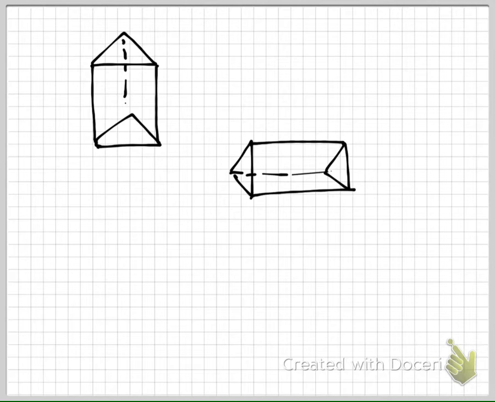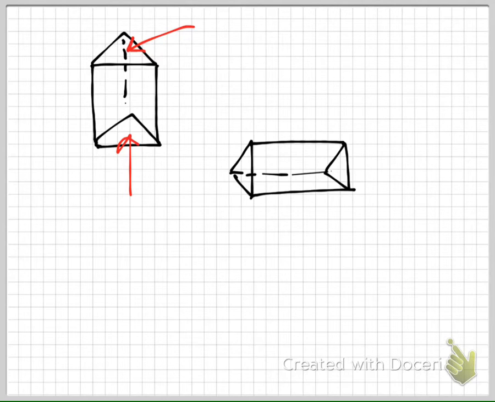Where's the base on this guy? This one is the bottom, right? It's that guy right here. This guy is a prism because it has two parallel and congruent bases. That's what makes this a prism, okay? Notice that and that are identical. The top and the bottom are identical, right? And they're parallel with each other.